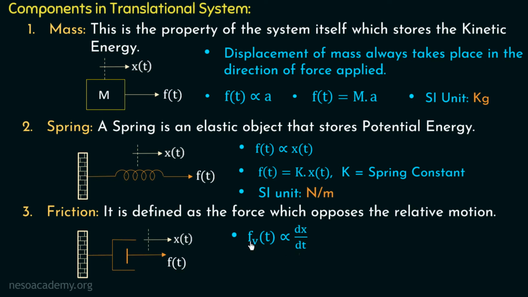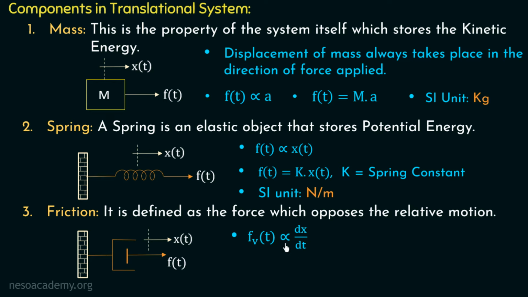We have written this force as Fv of t because it represents the force due to viscous friction. There are three types of frictions. The first one is the viscous friction, the second one is the static friction, and the third one is the Coulombic friction. Out of these three frictions, the viscous friction is the dominant one, and that's why we consider only the viscous friction. So now we know that Fv of t is the opposing force due to viscous friction and it is proportional to the velocity of the system.